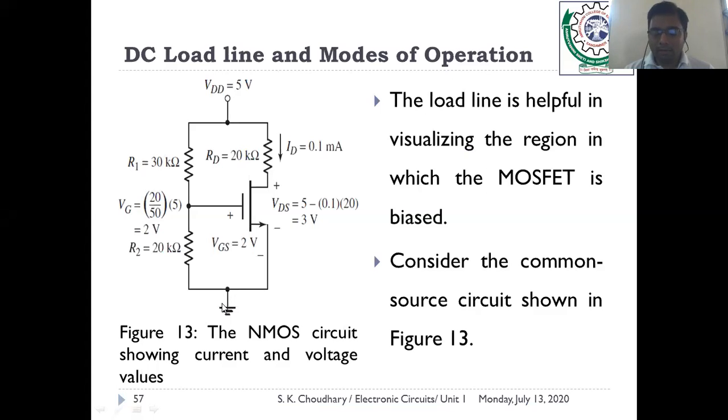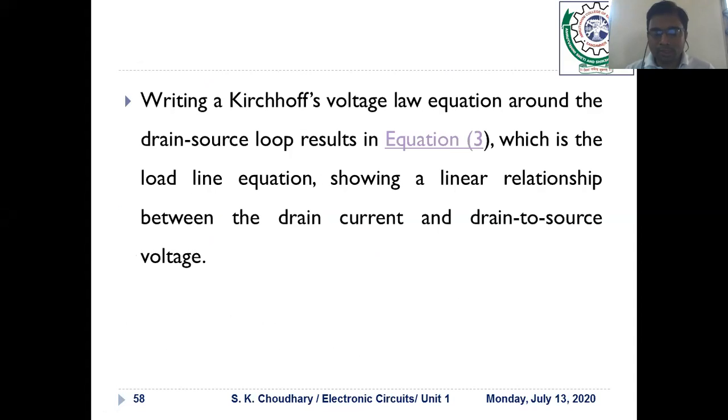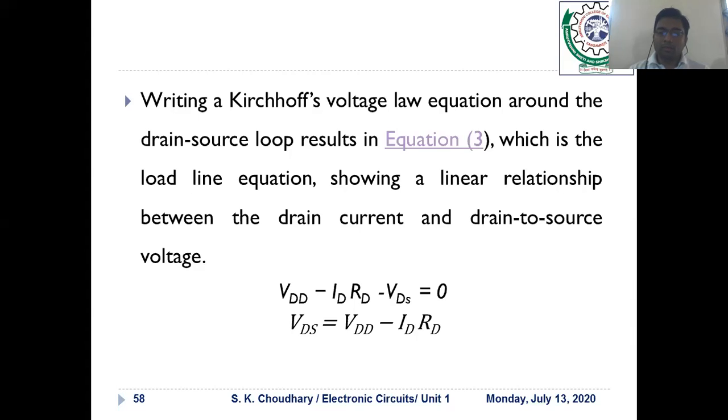We know that KVL says the sum of all voltage drops across a closed loop is equal to 0. Here also the same situation is there, that's why we have defined this equation. Now further we rewrite this equation and define the equation of VDS. Rearranging this equation, VDS is equal to VDD minus IDRD. This equation is similar to equation 3 in the previous lecture, and it is called the load line equation.